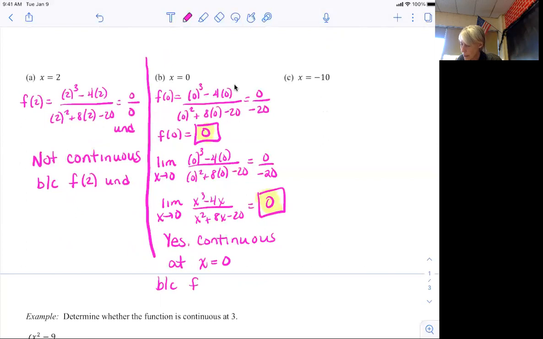Because f of 0 matches the limit as x approaches 0. Or vice versa, you could write it in either order.